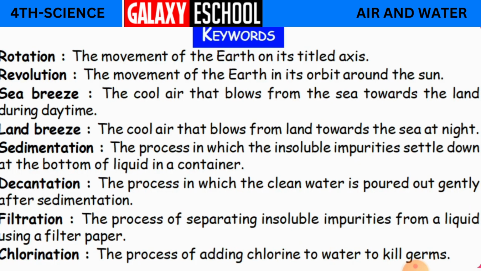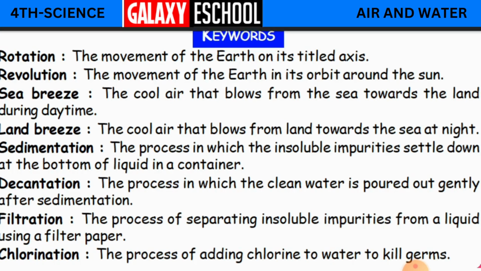Like rotation. What does rotation mean, children? These are all the meanings. The movement of the earth on its tilt axis. The movement of the earth. If this is the earth, you have a tilt axis, and the earth is going to rotate around itself, on its tilt axis. This is known as rotation.